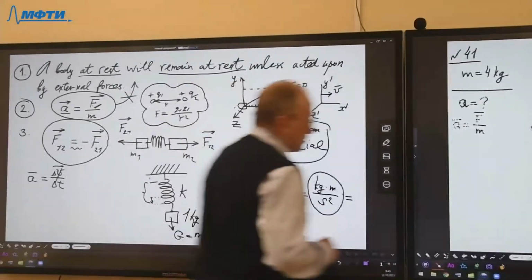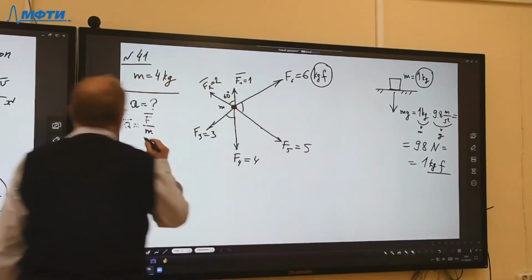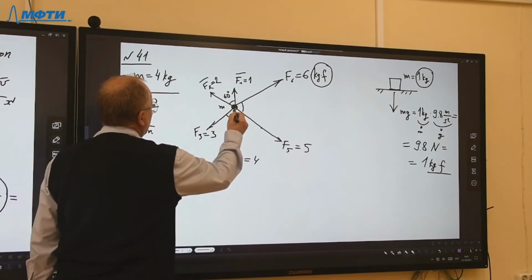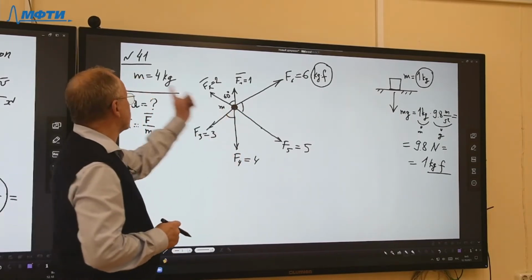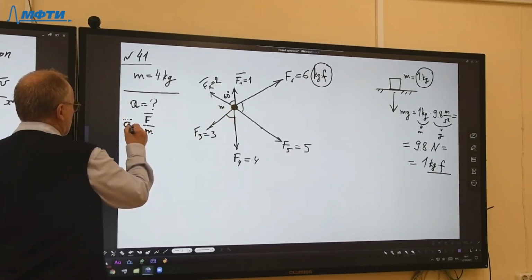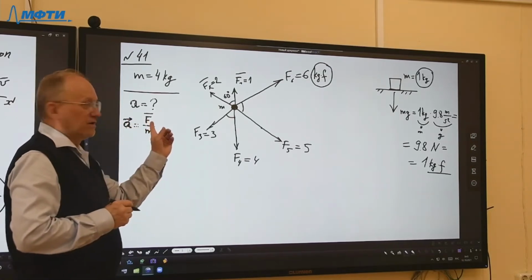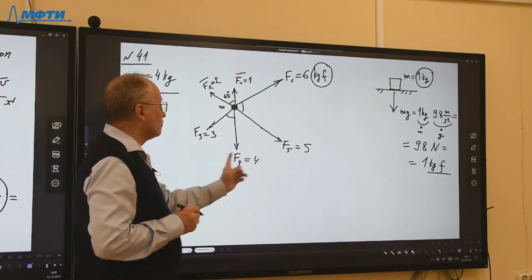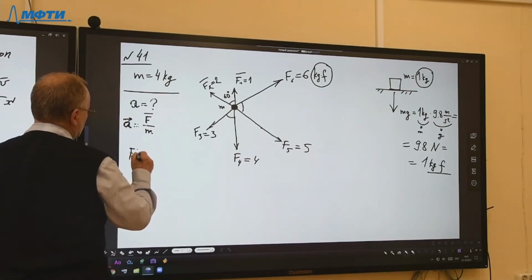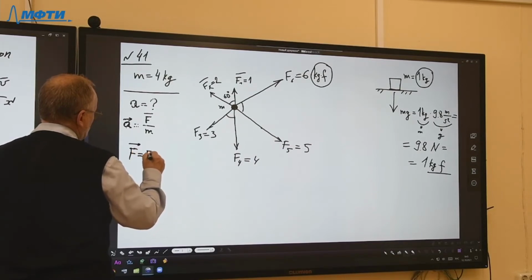So in order to solve this problem, we have to find the net force acting on the body. The body is here, and it has a mass of 4 kilograms. And in order to find the acceleration of the body, we first have to find the net force. What is the net force? That is the vector sum of all forces acting on the body. The vector sum. So in order to find the net force, we have to add all the forces.